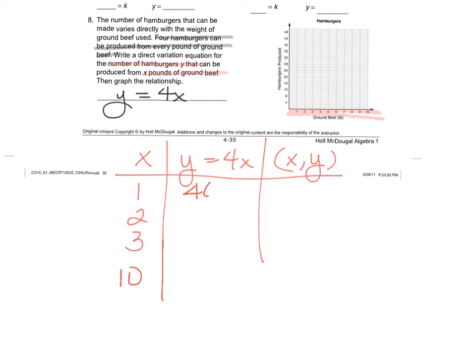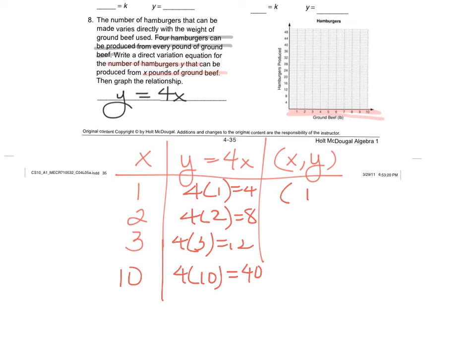So then you're going to plug it in. 4 times 1, 4 times 2, 4 times 3, 4 times 10. However many, you need to do at least 2 numbers. So this gives me 40, this gives me 12, 8, and 4. So then the ordered pairs you're going to graph are going to be 1, 4, 2, 8, 3, 12, 4, 10, or 10, 40, sorry.